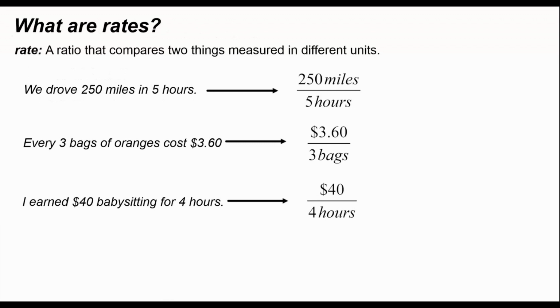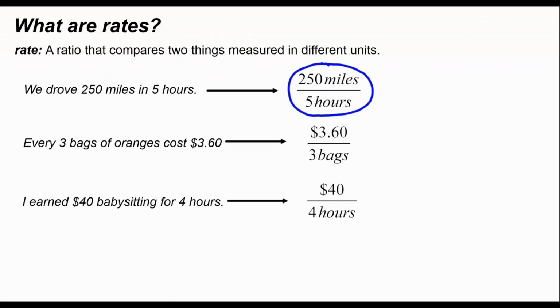If you drive 250 miles in 5 hours, that written as a rate is 250 miles for every 5 hours. So we're comparing two things that are measured in different units. Miles and hours are two different types of measurements. One is a distance and one is a time. So that is what makes it a rate. It's measured in different units.